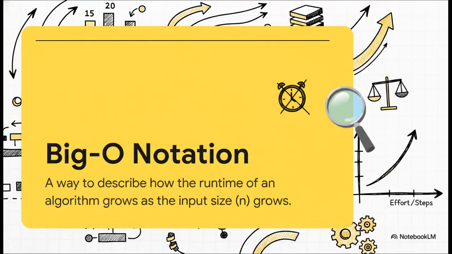So what is it really? Well, the formal definition is that big O describes how the runtime, or the number of operations, grows as the input size, which we call n, gets bigger. We're not using a stopwatch to measure seconds here. We're measuring the relationship between the size of the input and the effort required.